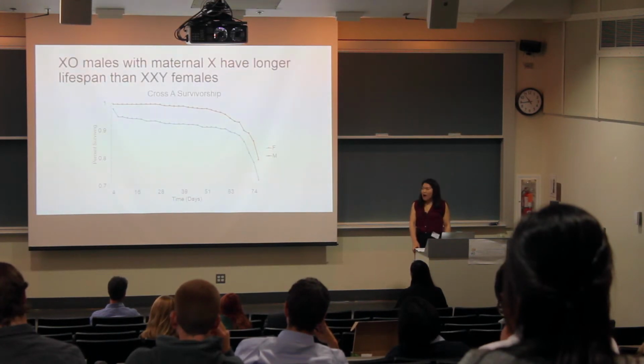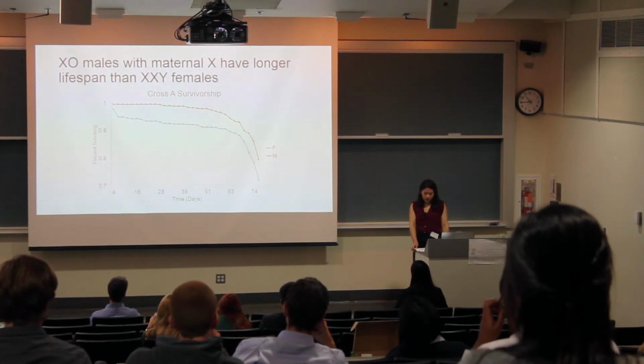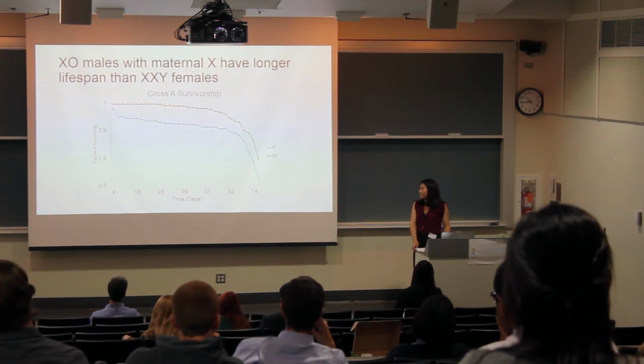For the flies with an X chromosome maternally inherited, they lived longer than the females with an extra Y chromosome. In this graph, female survivorship is below male survivorship for the entire experiment.